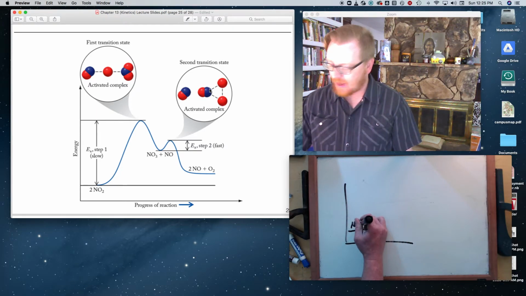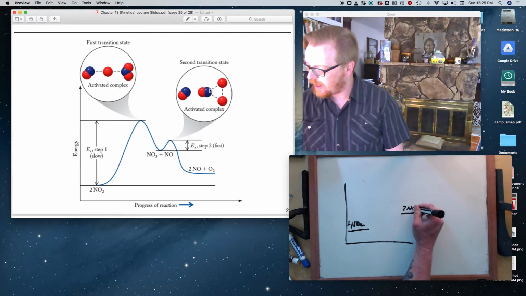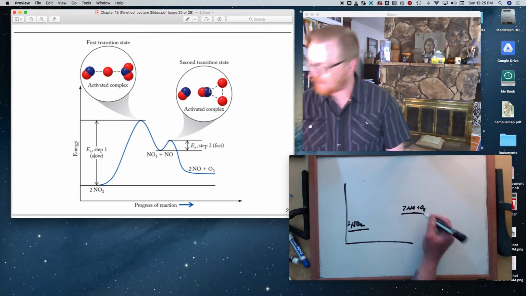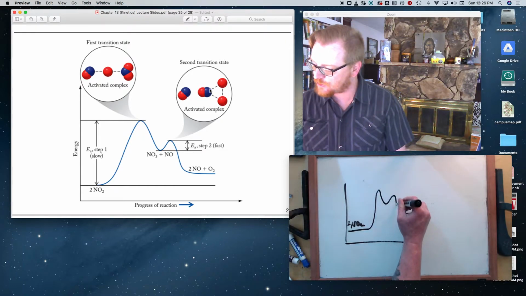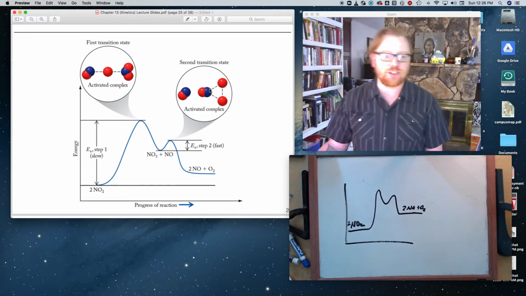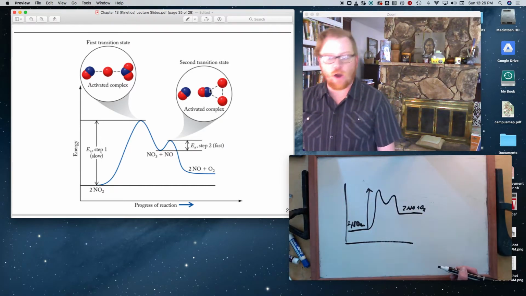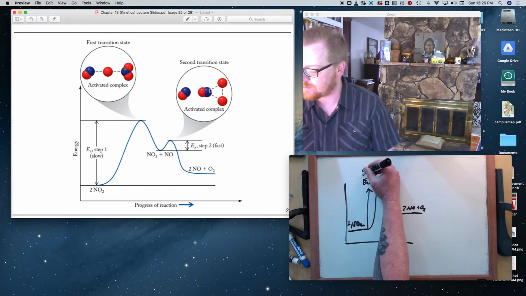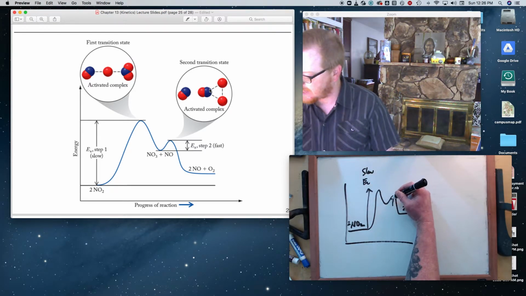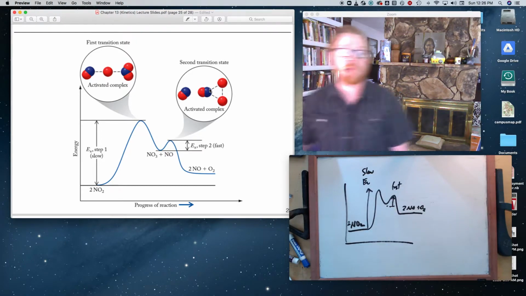Starting with NO2 right here, two of them specifically, and then ending with 2NO plus O2 over here. And this is actually how we know that it's two steps, because there's two activation energies, right? So you can see that first one has the really large activation energy, which is what makes it slow. But then the second one has a really small activation energy, which is what makes it fast.